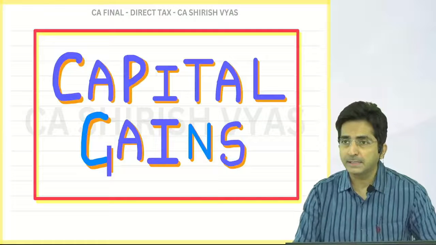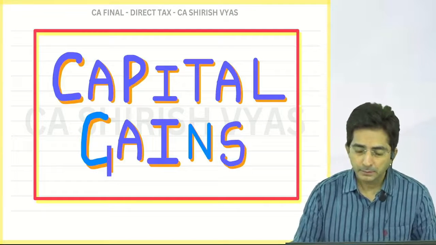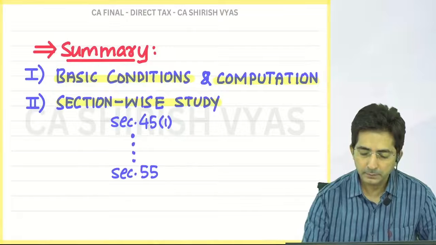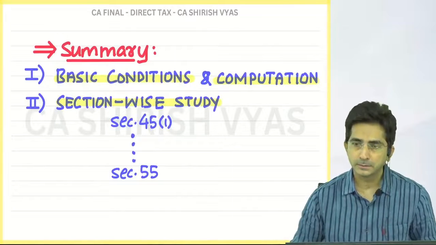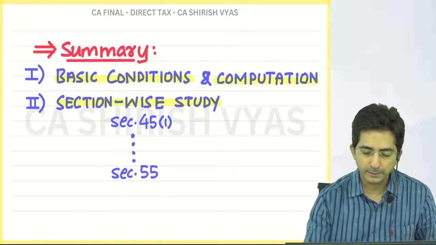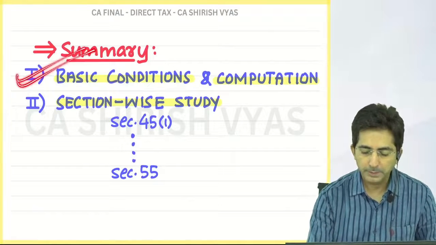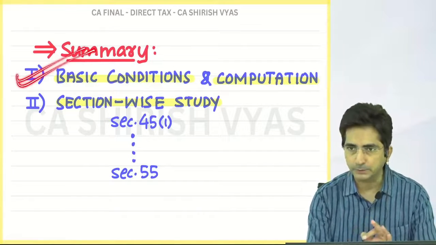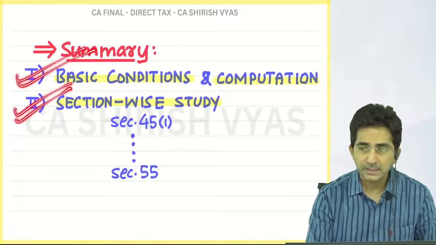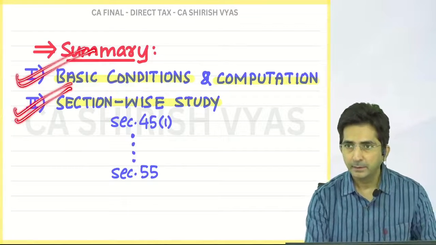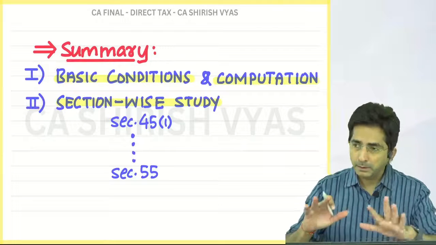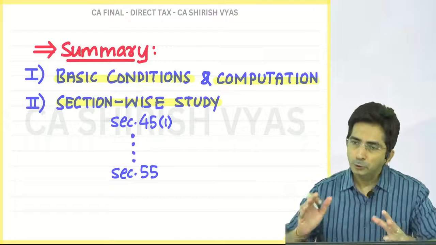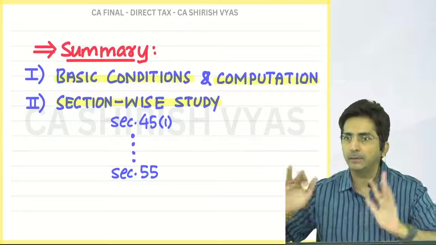See, our next topic is capital gains. Now see, this chapter will be studied broadly in two parts. Look at the screen. Part 1 is basic conditions in computation. Part 2 is section wise study. Means this chapter will also go purely section wise. But here the good part is that you can do these sums parallelly.